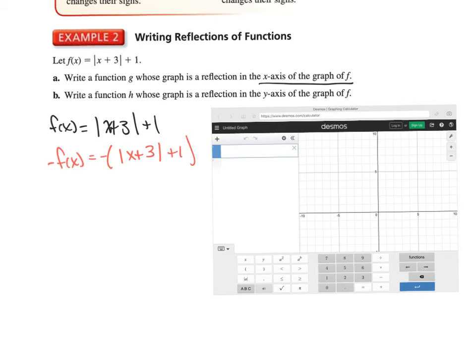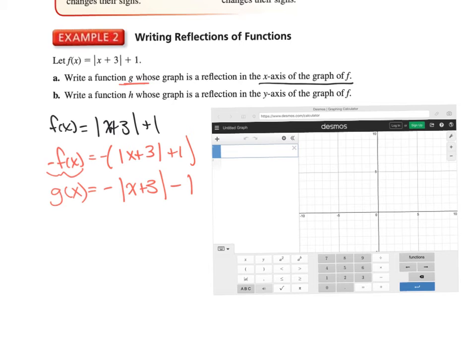Distribute the negative. The negative stays out in front of the absolute value marks because you can't distribute it inside the absolute value, so it just stays there. And then you distribute to the plus 1, which becomes negative 1. And the negative f of x on the left-hand side, they want us to call it g of x. So there's the equation for g of x.